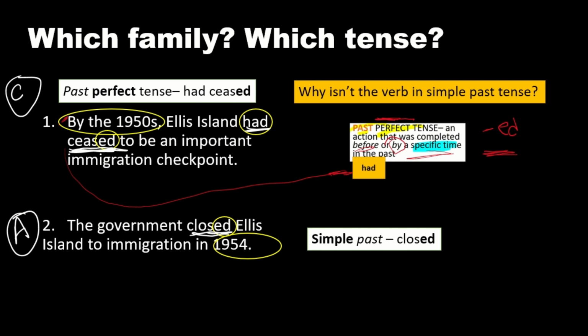For number two, the government closed Ellis Island to immigration in 1954. It's being very specific and it's saying, hey, it happened in this year. We don't know when during this year. We just know that the action of it closing happened this time. And for that reason, you're going to use the simple past tense of just closed.